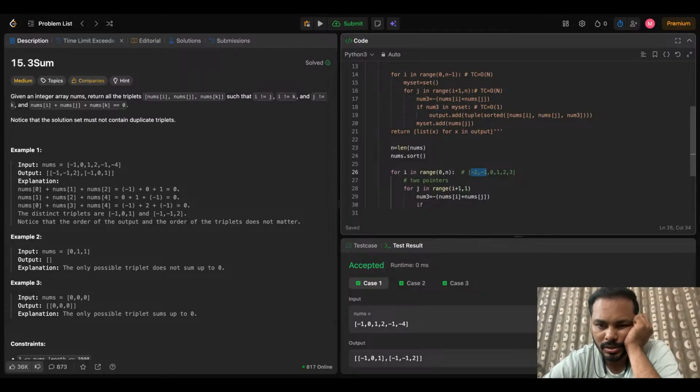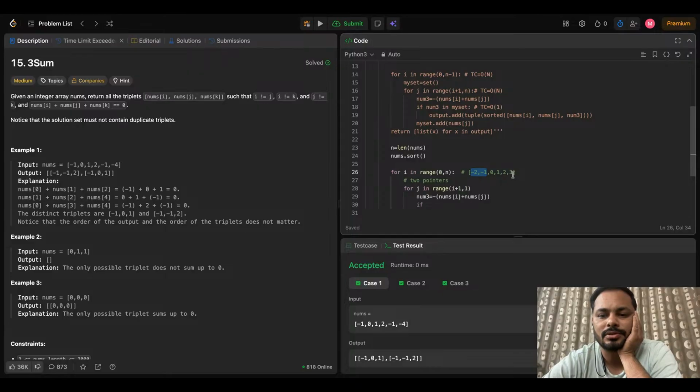So what I'll do, it means that num3, whatever is num3, it's equal to nums of I plus nums of j with the negative sign. So this is getting satisfied.